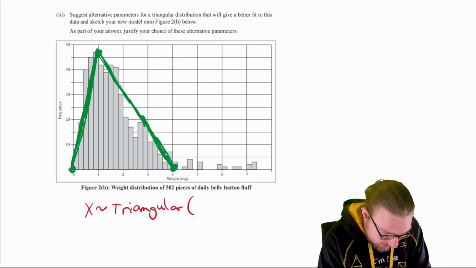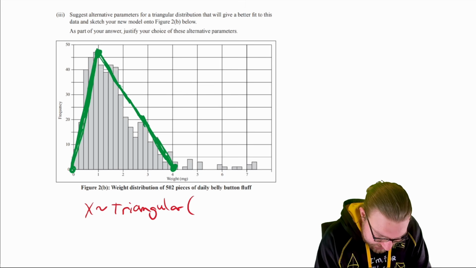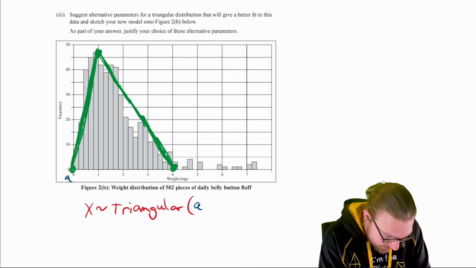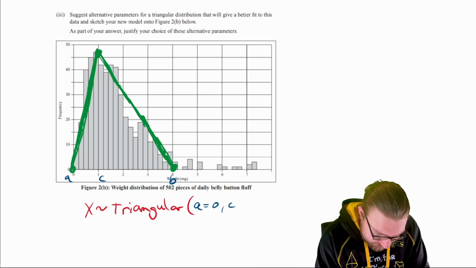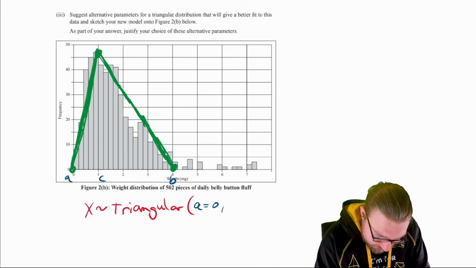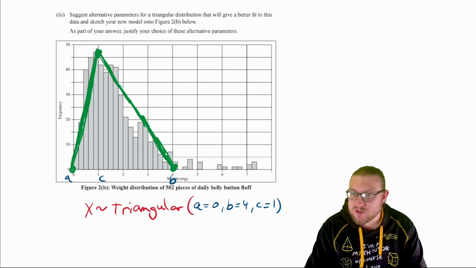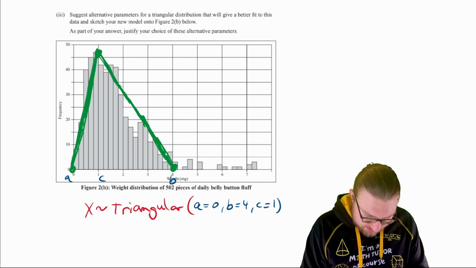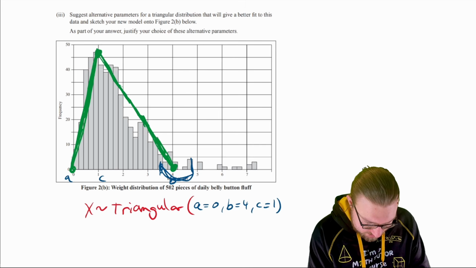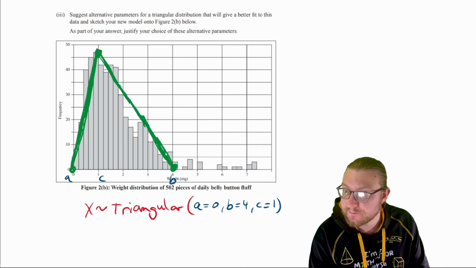And we're going to get parameters. So we need to give A and B, and C. So A, C, and B. We've given A 0, we've given B, let's do them in order, is 4, and C is equal to 1. Now, you guys would maybe do a different one, but I'm pretty sure the range of values that they are going to accept is somewhere between here and also somewhere between these values here.